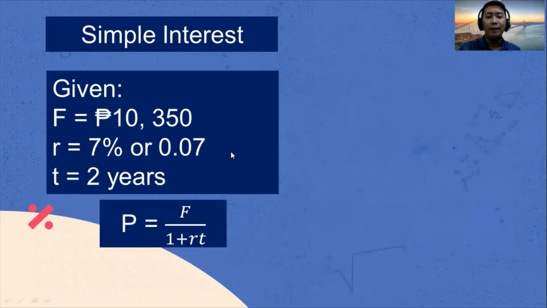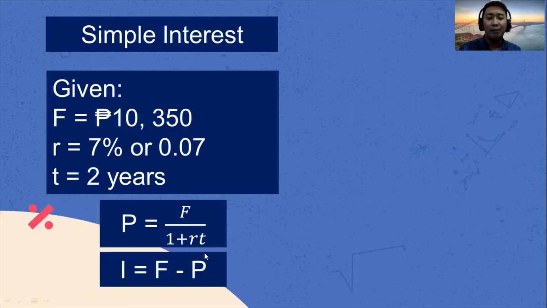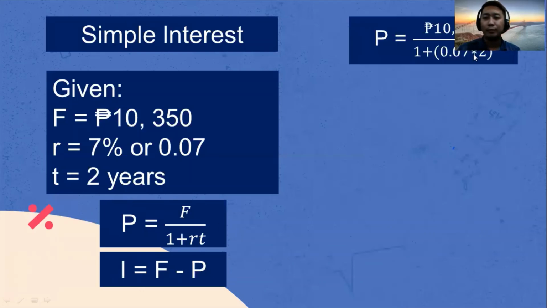So these are the given. This is the formula to be used in order for us to get the principal amount. Let's now try to substitute the values on the given formula. That is, principal amount is equal to 10,350 pesos over 1 plus the quantity of the rate, which is 0.07, multiplied by time, which is 2.